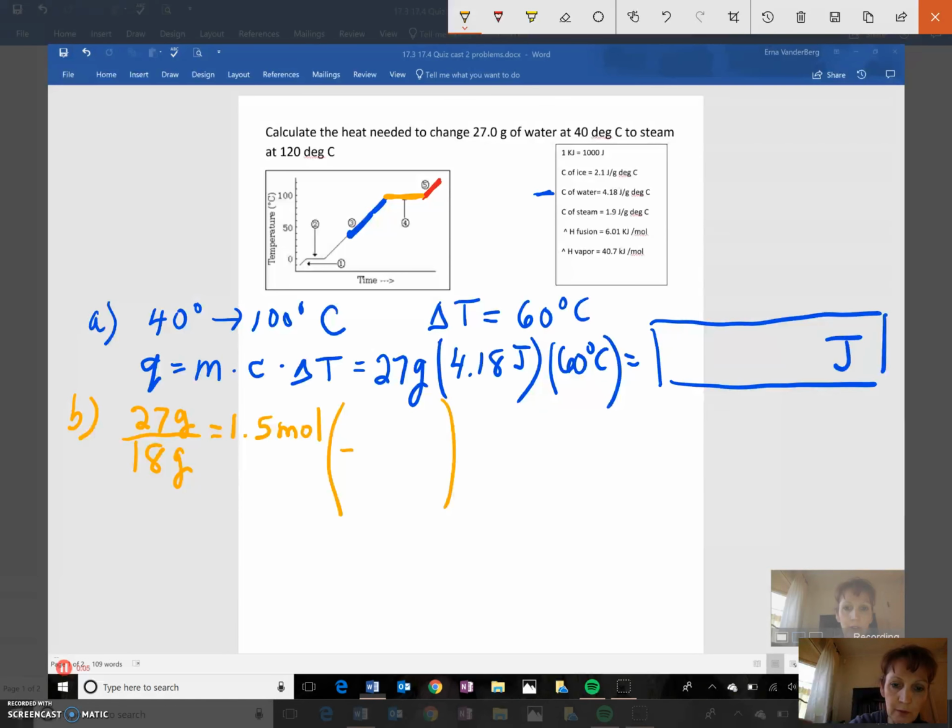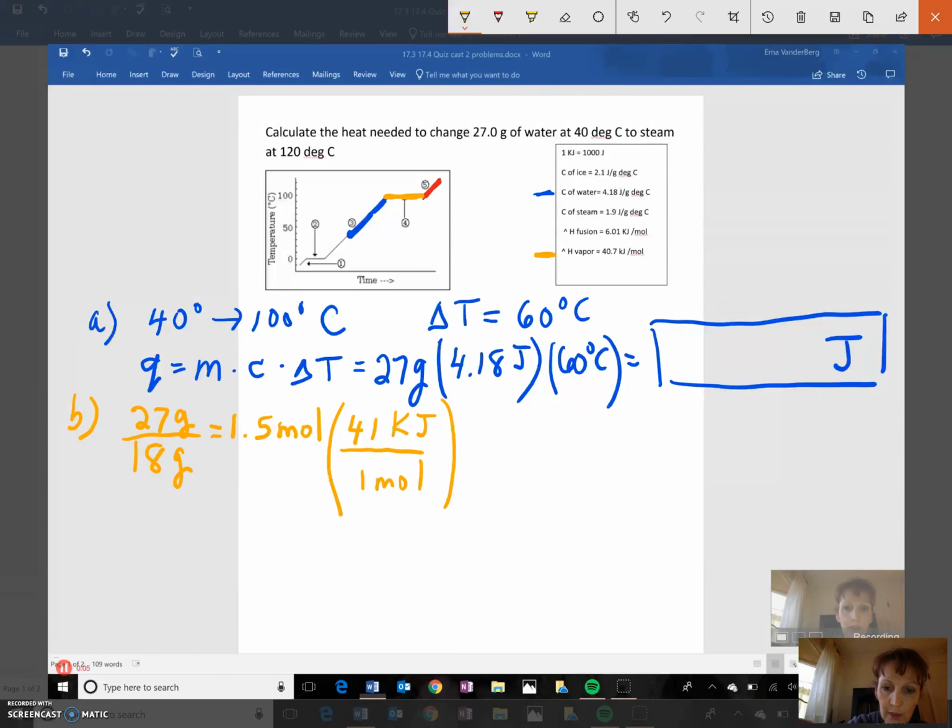What do we need to multiply that with? We need to multiply that with the molar heat of vaporization. Now I'm going to round. It's 41 kilojoules per mole, per 1 mole that you want to convert to steam. So we have 1.5 moles.